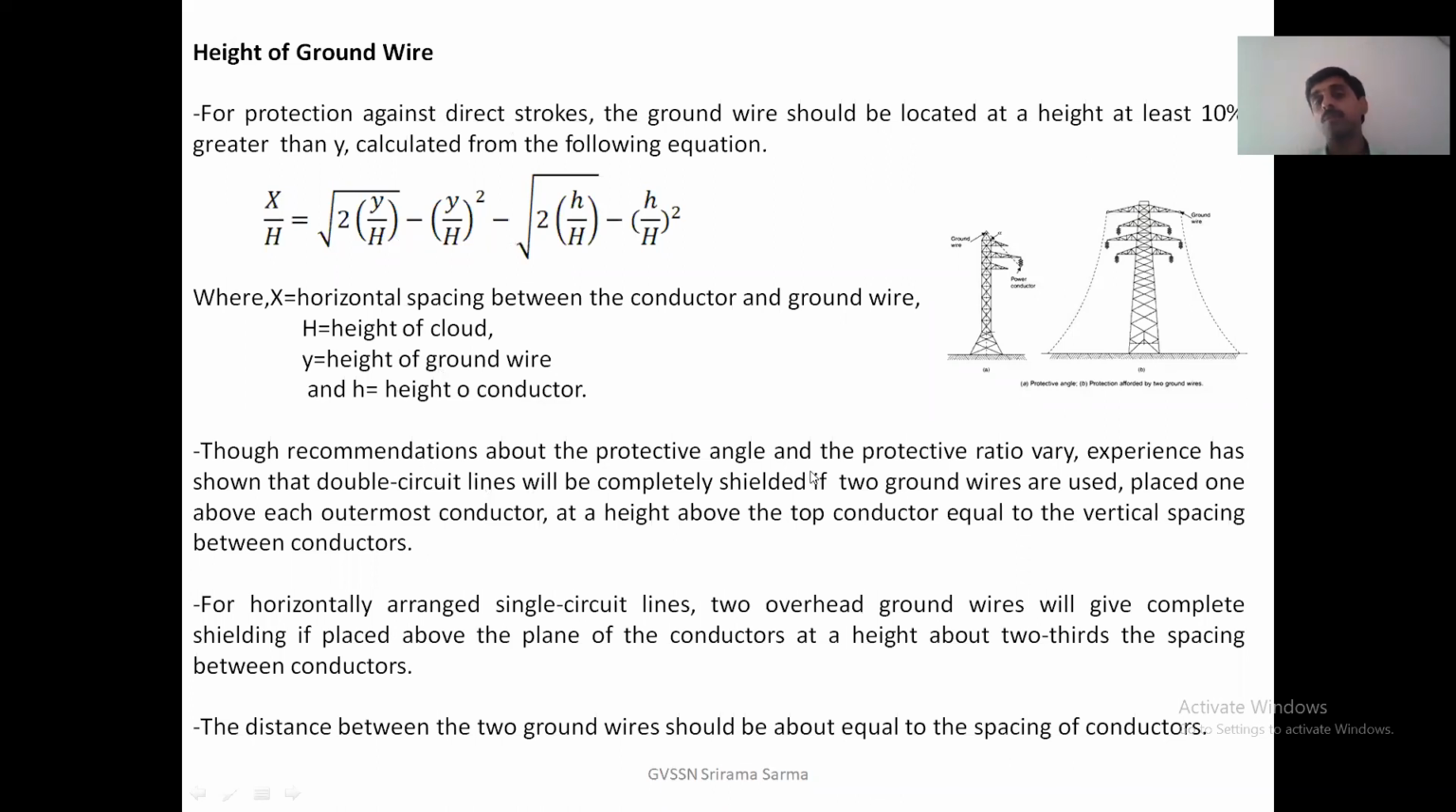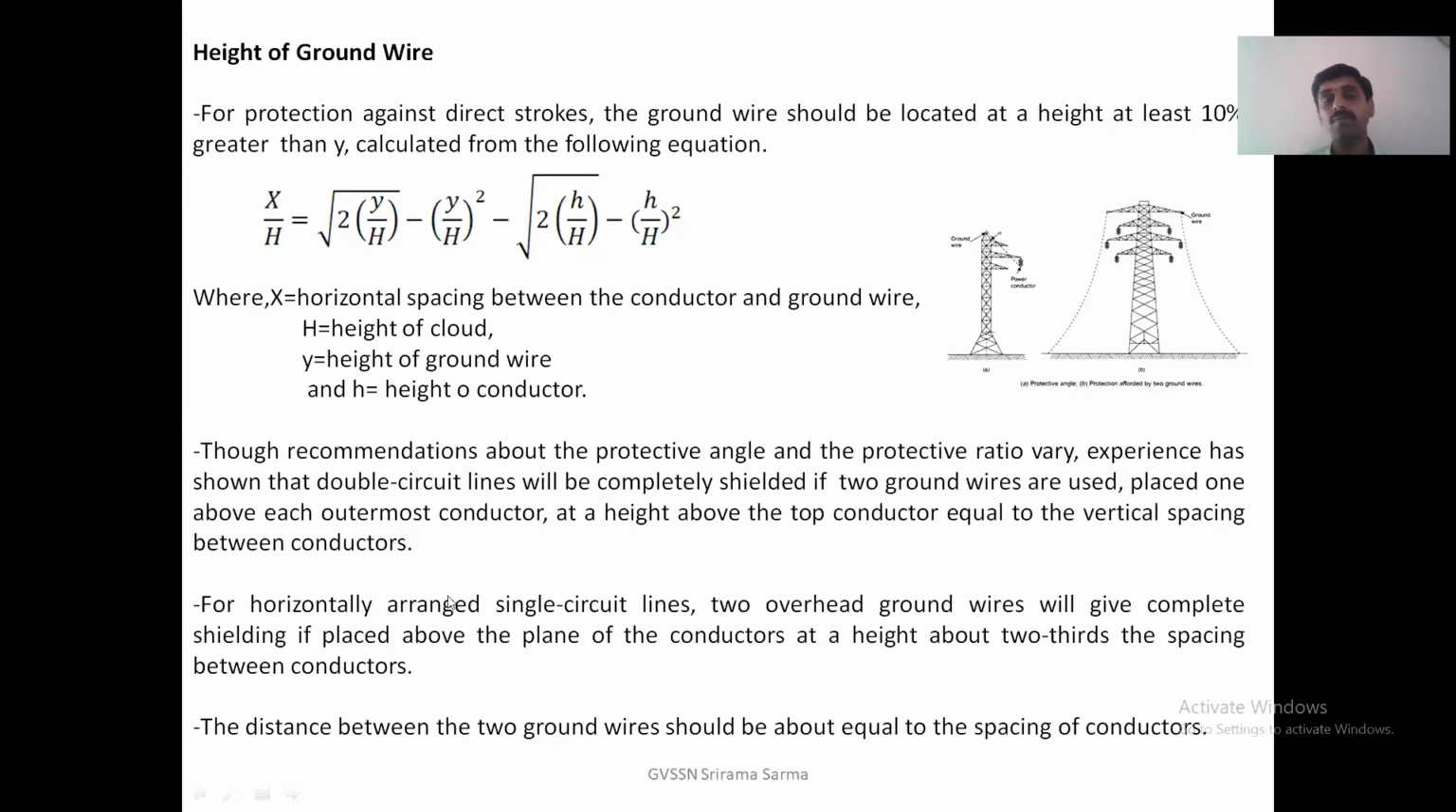Though recommendations about the protective angle and protective ratio vary, experience has shown that double circuit lines will be completely shielded if two ground wires are used, placed one on each outermost conductor, at a height above the top of the conductor equal to the vertical spacing between the conductors. Then it is better shielding for high voltage. This is for the double circuit line. For horizontally arranged single circuit lines, two overhead ground wires will give complete shielding.